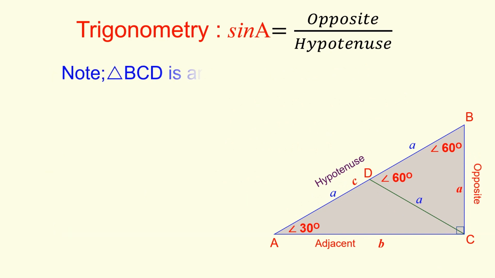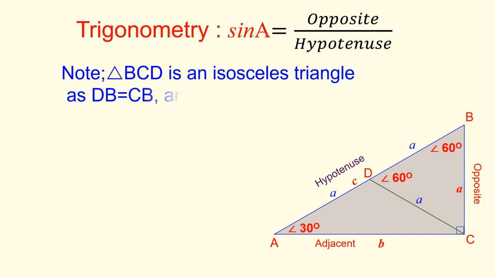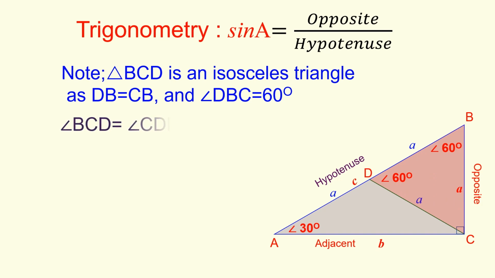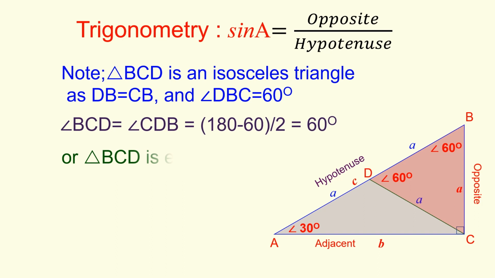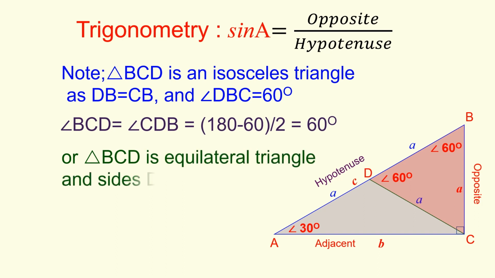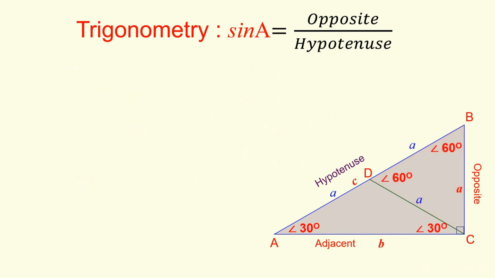Note: triangle BCD is an isosceles triangle. As side DB equals CB and angle DBC equals 60 degrees, angle BCD equals angle CDB equals 180 minus 60 by 2 is equal to 60. Or triangle BCD is an equilateral triangle. And sides DC equals BD equals CB equals a.